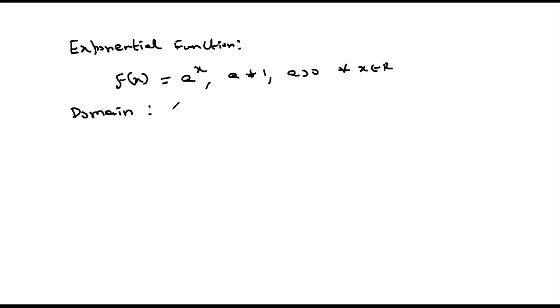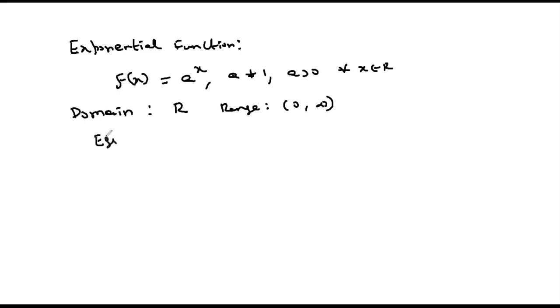The domain of the exponential function is all the real numbers. We can input all real numbers. But the range, the answer, will only be positive. It is 0 to infinity. Okay. So here 0, 1 is the point. That is, a power 0 gives 1. The point 0, 1 will be on that graph. Okay.